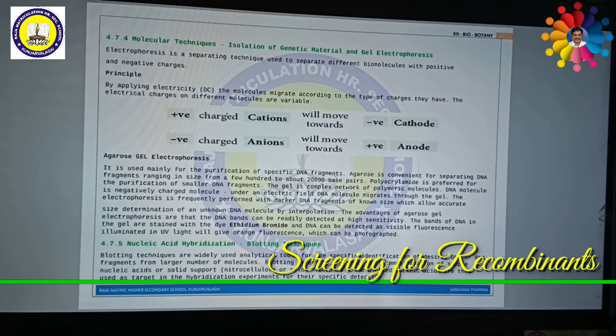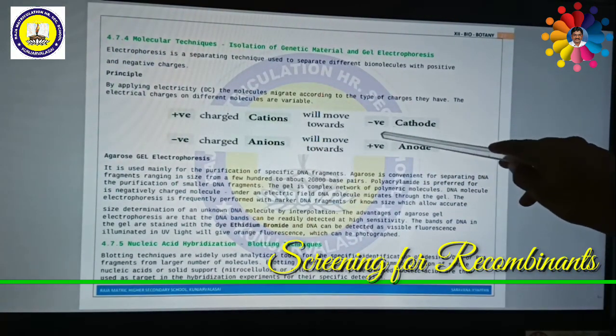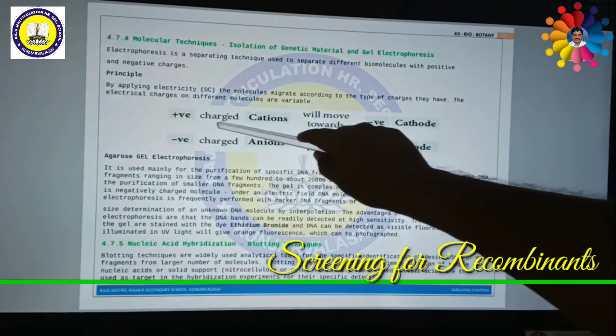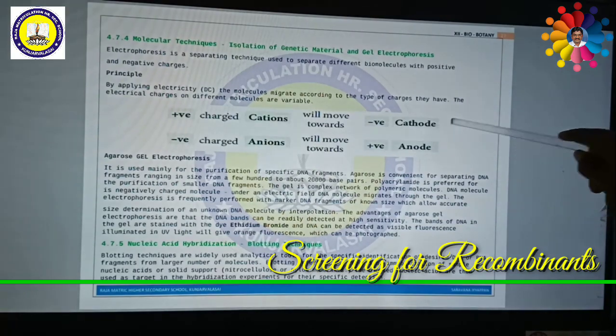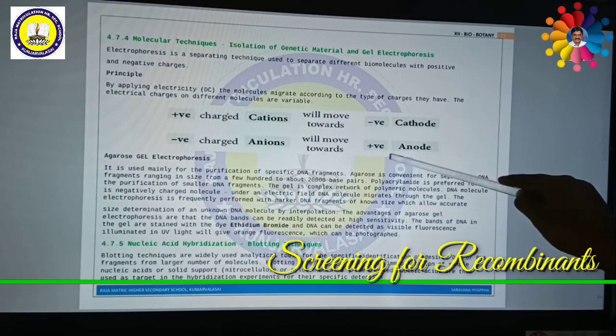You might have studied in physics the basic principles of applying electrical charges. If you use direct current, what happens? The molecules migrate according to the type of charges they have. The electrical charges of different molecules are variable, as you already know. That means positively charged cations will move towards the negatively charged cathode. Unlike charges attract. Similarly, negatively charged anions will move towards the positively charged anode.